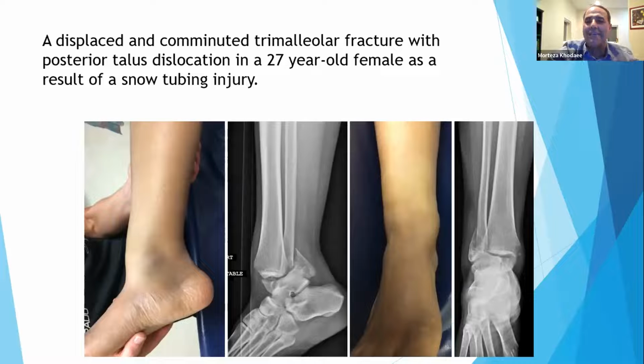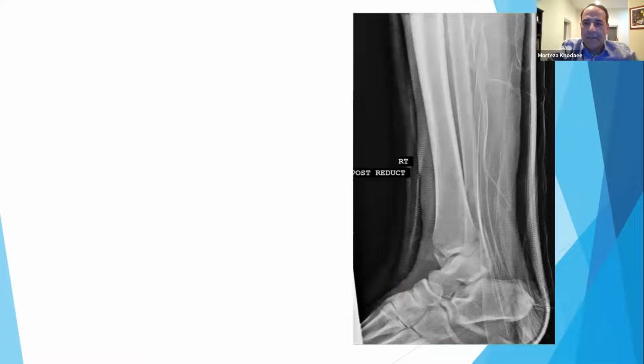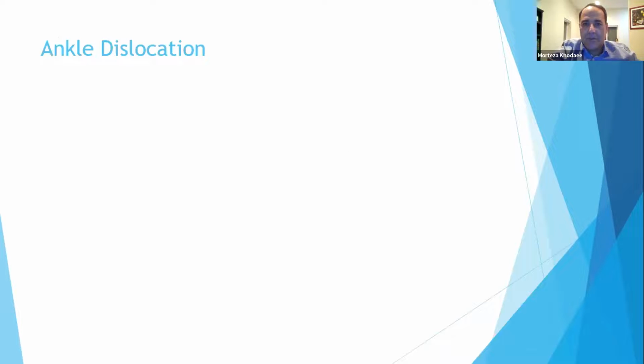She was standing long, so the next person came and just basically hit her, and you can just see the trimalleolar fracture and also dislocation as well. And this right picture is just after reduction. This is also a post-reduction for her.